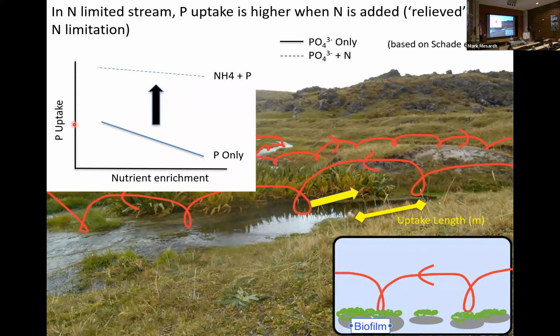However, these phosphorus uptake lengths show a different dynamic. Similar to the last graph, the solid lines represent phosphate only, and dotted lines represent phosphate and ammonium added together. And as you can see, adding nitrogen increased phosphorus uptake because it freed the biofilms responsible for taking up those nutrients from nitrogen limitation, thereby enabling them to use phosphorus.